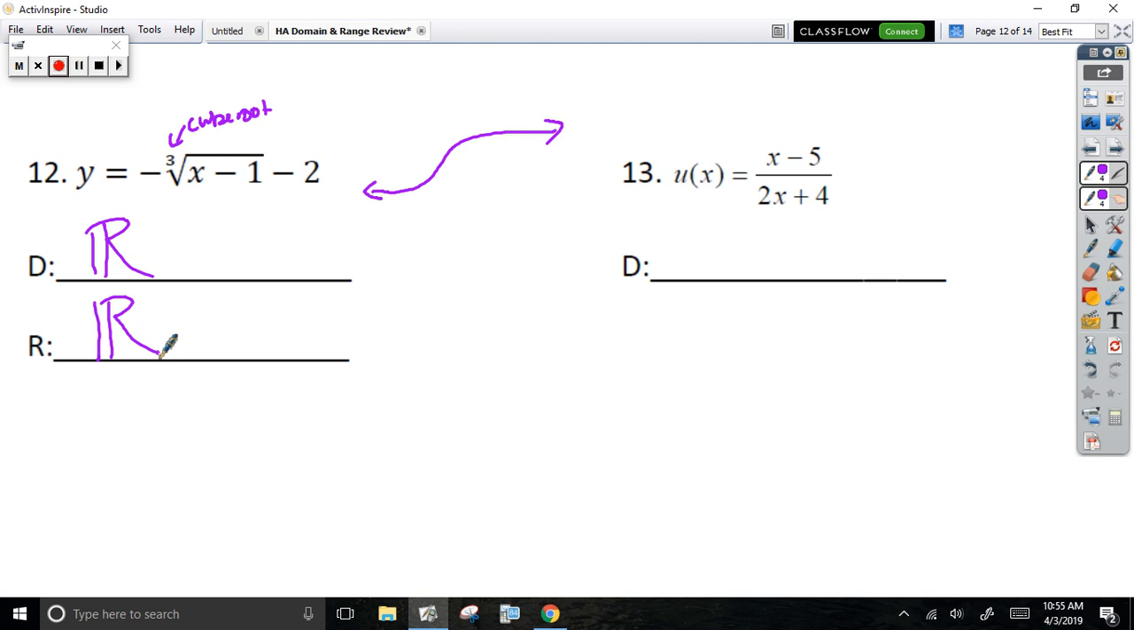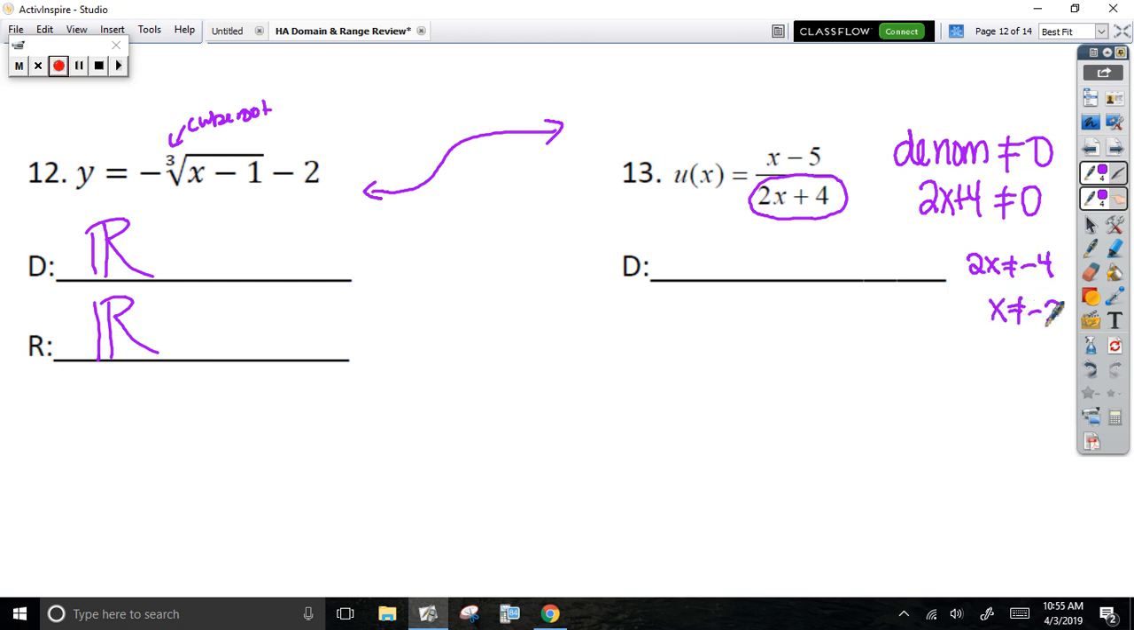That is correct. How we found that was by saying that the denominator, what's in the bottom, cannot be 0. Otherwise, it's undefined. So we said 2x plus 4 equals 0. Subtract 4. Divide by 2. Domain is all real numbers except negative 2. It would have a hole in the graph. It would have one of those open circles.